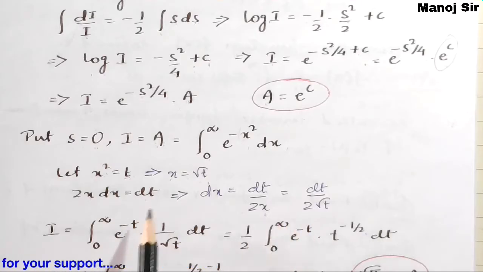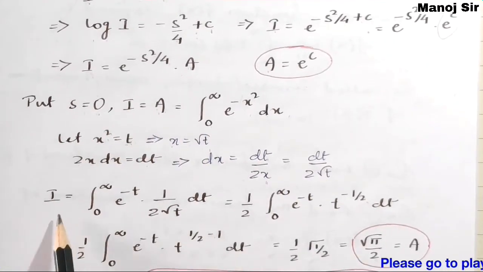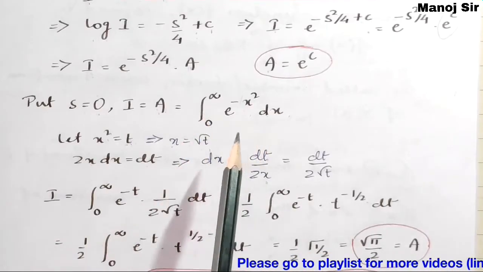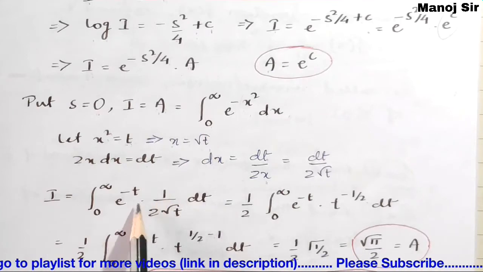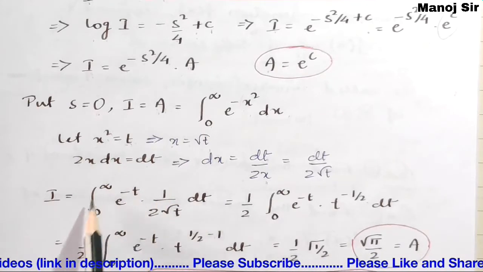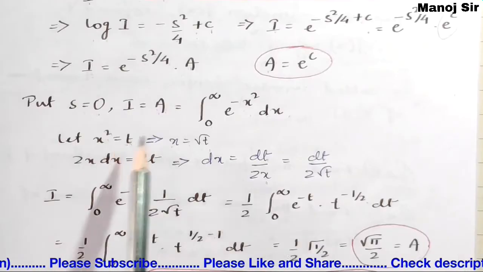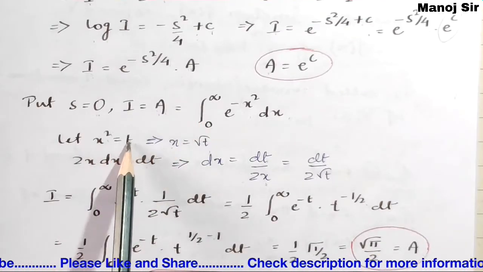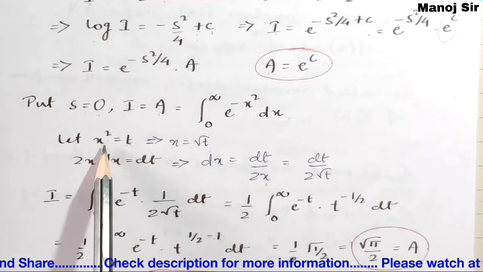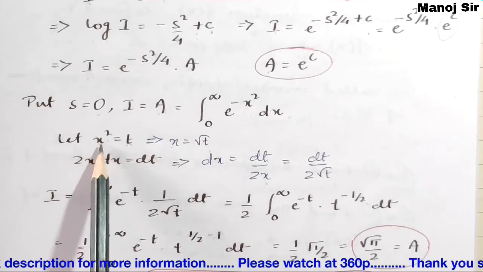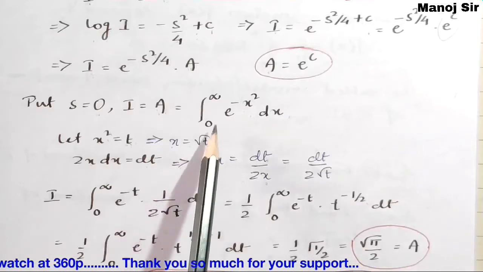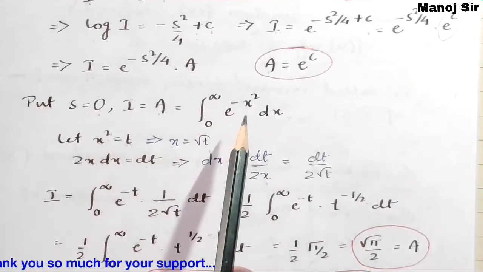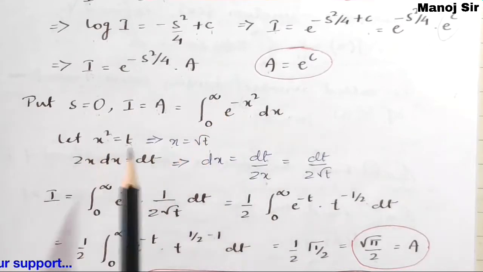So this integration will become, let us see, I equals to integration. Here the limit is for x, and that is 0 to infinity, but here the variable is t, so the limit is for t. If you put upper limit infinity, t will also become infinity. If you put x equal to 0, then t will also become 0. So the limit is not going to change.